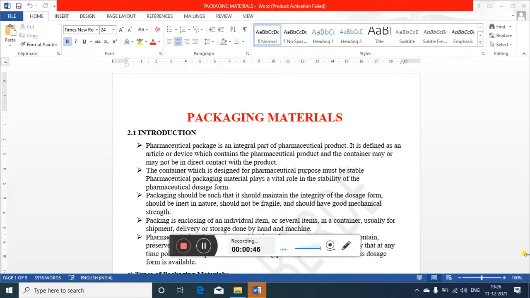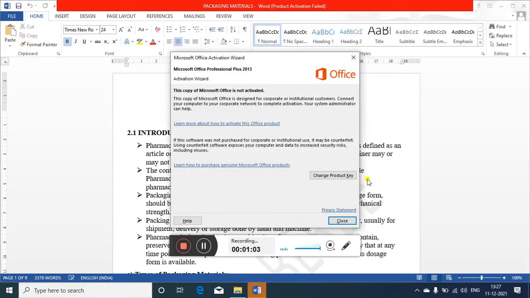It is an article or device which contains the pharmaceutical product, and it may come in direct contact with the product or may not. After that, we will see the packaging material.